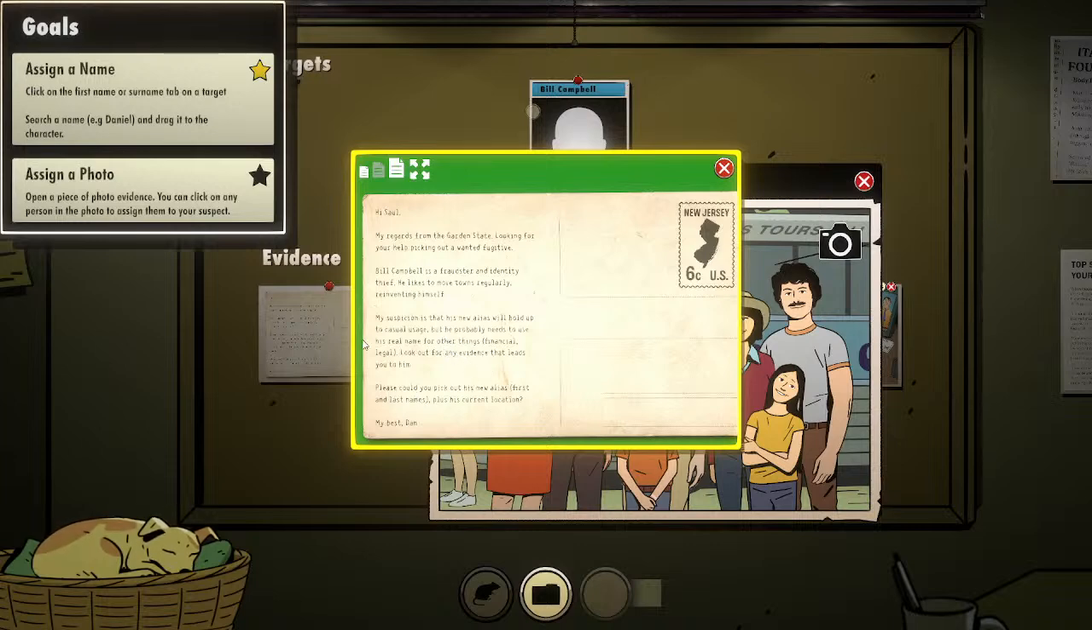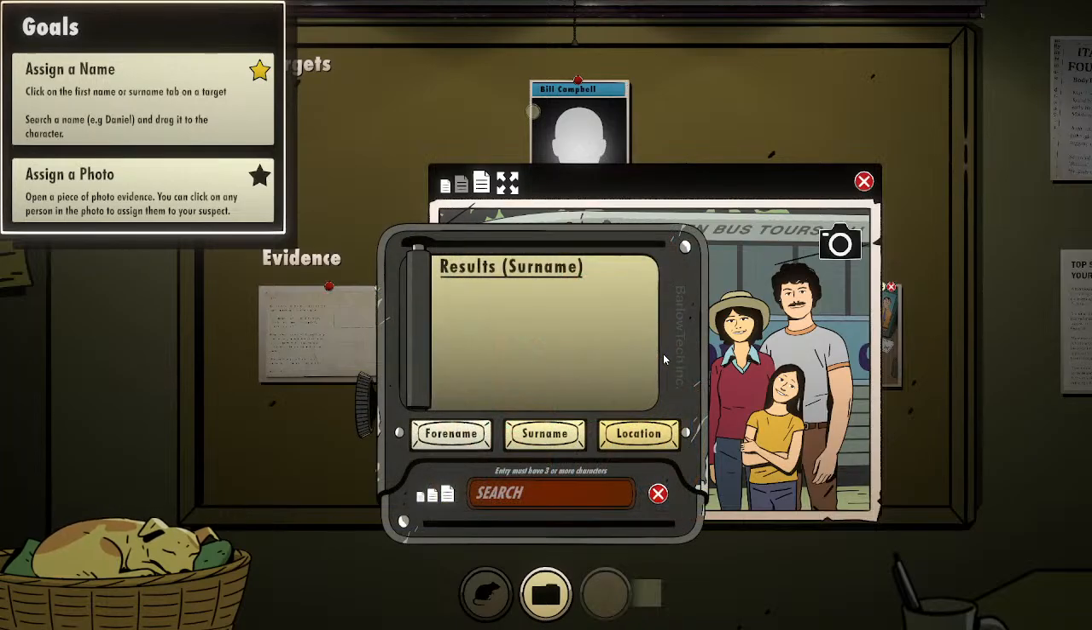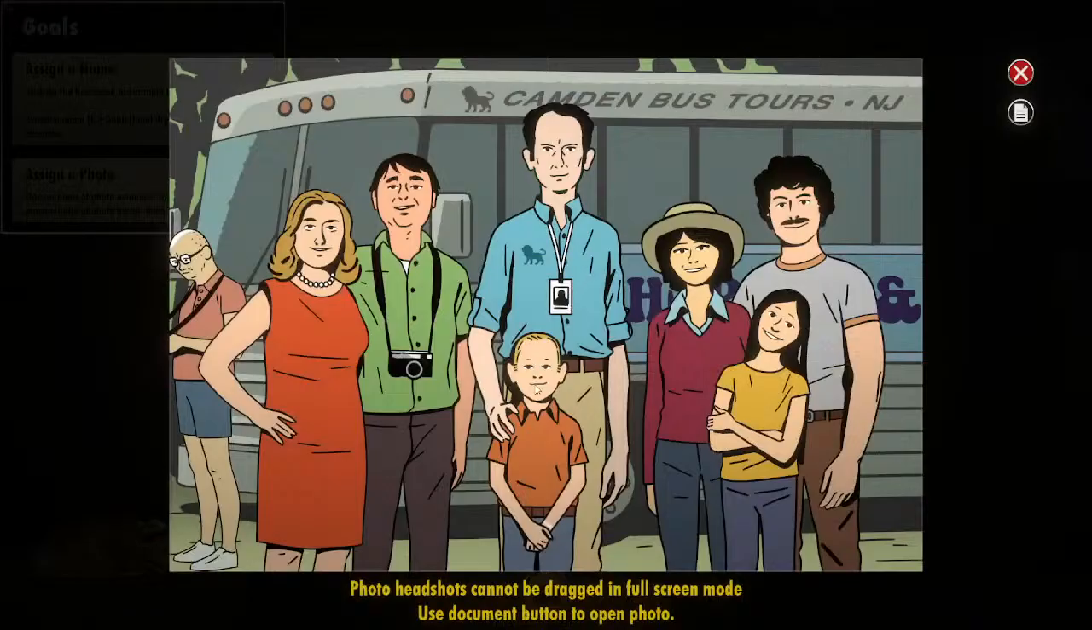I probably should have read this first. I didn't actually know why we were looking for this guy other than the tutorial says to. Pick out his new alias, first and last names, plus his current location. Okay. So we'll find him because he has legal or financial documents that he needs to put his actual name on. Can we make this bigger? I don't see anything too crazy.